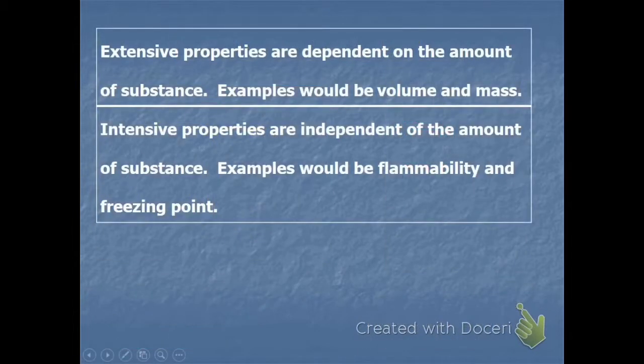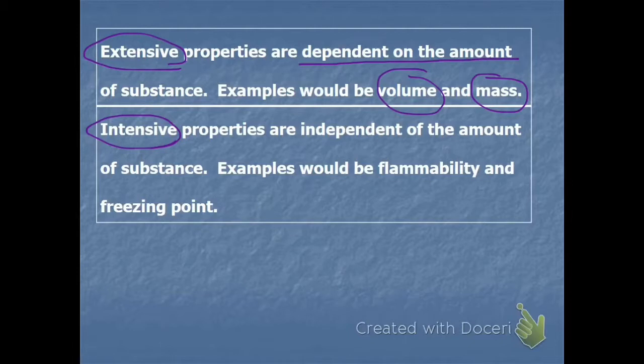We're going to talk about some different types of properties that matter might have. This is probably a new term for a lot of people, an extensive property versus an intensive property. So extensive properties depend on the amount of the substance, for example, volume and mass. These are two properties that you can measure about any object, but both of them, volume, mass, and there's plenty of other examples, will depend on how much you have. More of a substance will take up more space and have more mass.